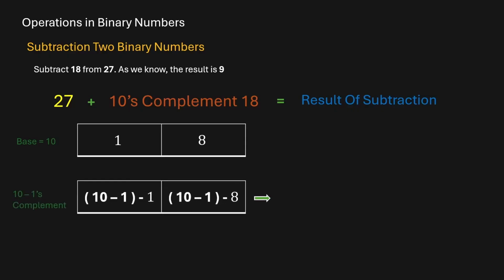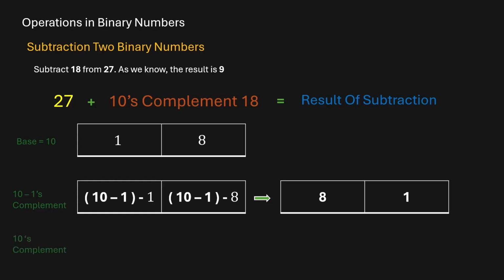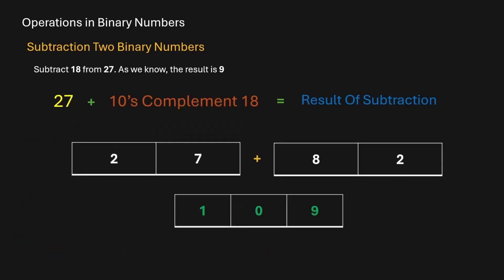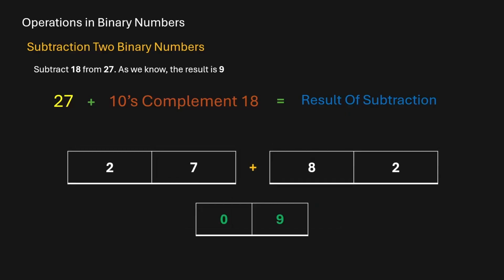10 minus 1 minus 8 equals 1. 10 minus 1 minus 1 equals 8. As a result, the number 81 is obtained. Now we add 1 to 81 to get the r's complement, which gives 82. Next, we add 27 and 82, which results in 109. Since the result of our subtraction should not have more than 2 digits, we ignore the leading one in 109. And as a result, we obtain 09, or simply 9.